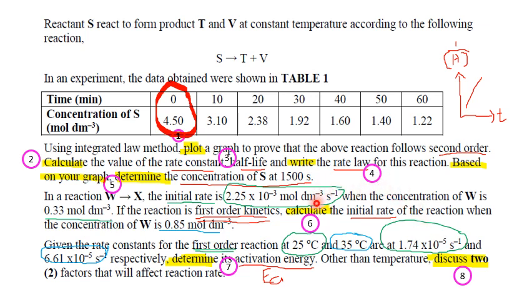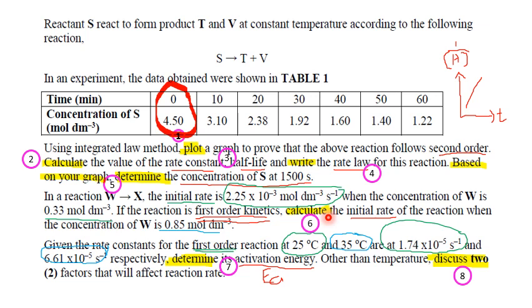Okay. Next, the second part of the question: in a reaction, the initial rate is 2.25 times 10 to the power of -3 molar per time when the concentration of W is 0.33 molar, and the reaction is first order. Now the question wants us to calculate the initial rate of the reaction when the concentration of W is 0.85 molar. Maybe some of you might be confused about which formula to apply. Actually, this is the initial rate method.